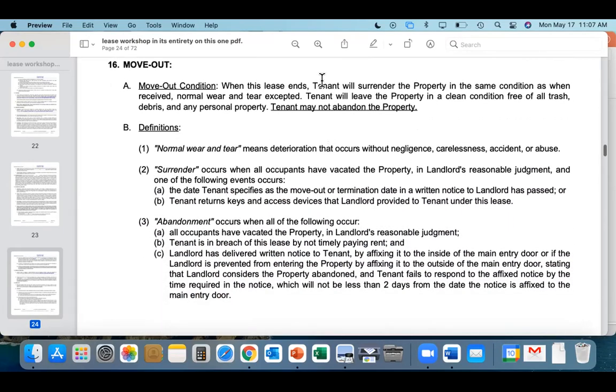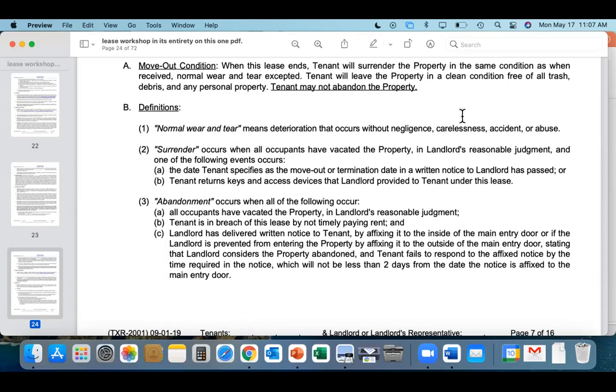Move out. This dictates how they move out and leave the property. Room swept and clean, free of trash, debris.